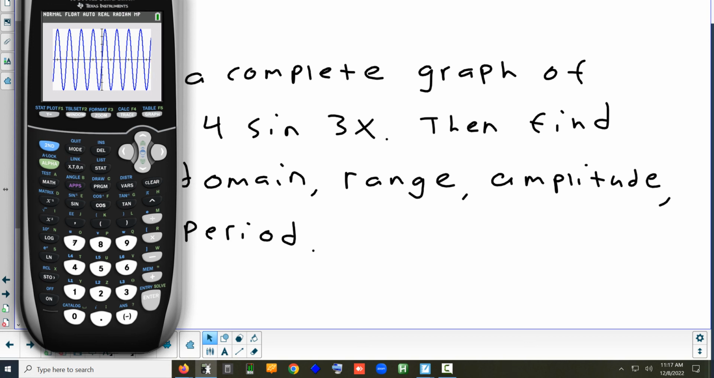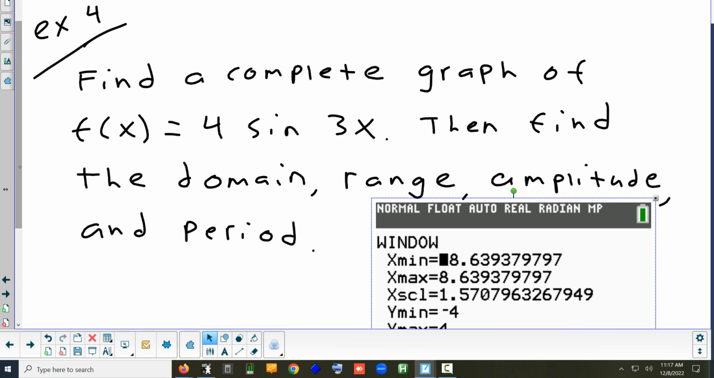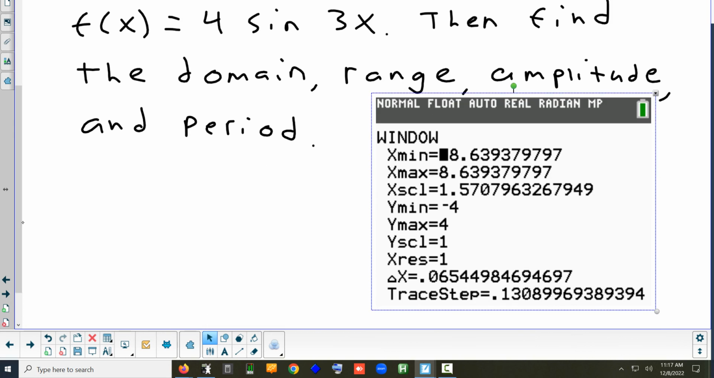Barely. Just barely, yeah. I think it does get the maximum and the minimum in there. Because if you do zoom 7, that's what it's going to use for numbers. It's that -4 and 4 on the y min and max. It's a little closer than I would normally do it, but technically it's okay. All right, let's start with the domain.